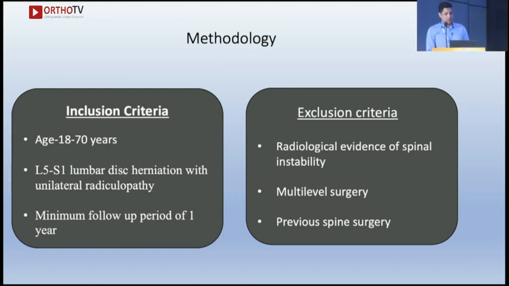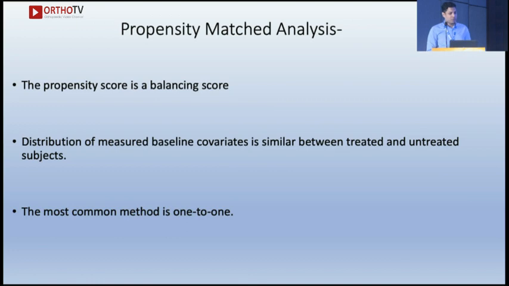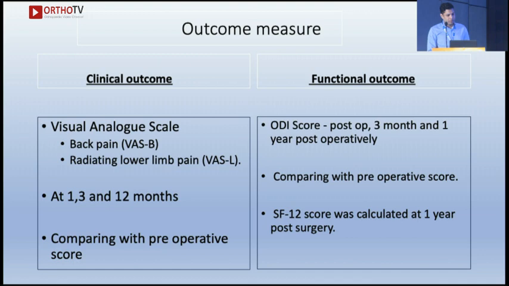The exclusion criteria are patients with radiologic evidence of spinal instability, multi-level surgery, and previous history of spine surgery. What is the propensity-matched analysis? It is a balancing score in which we distribute the measured baseline covariates so they are similar between the treated and untreated patients. The most common method is 1-to-1. The clinical outcomes were the VAS score for back pain and for radiculopathy, and the functional scores, the ODI score and the SF12 scores.